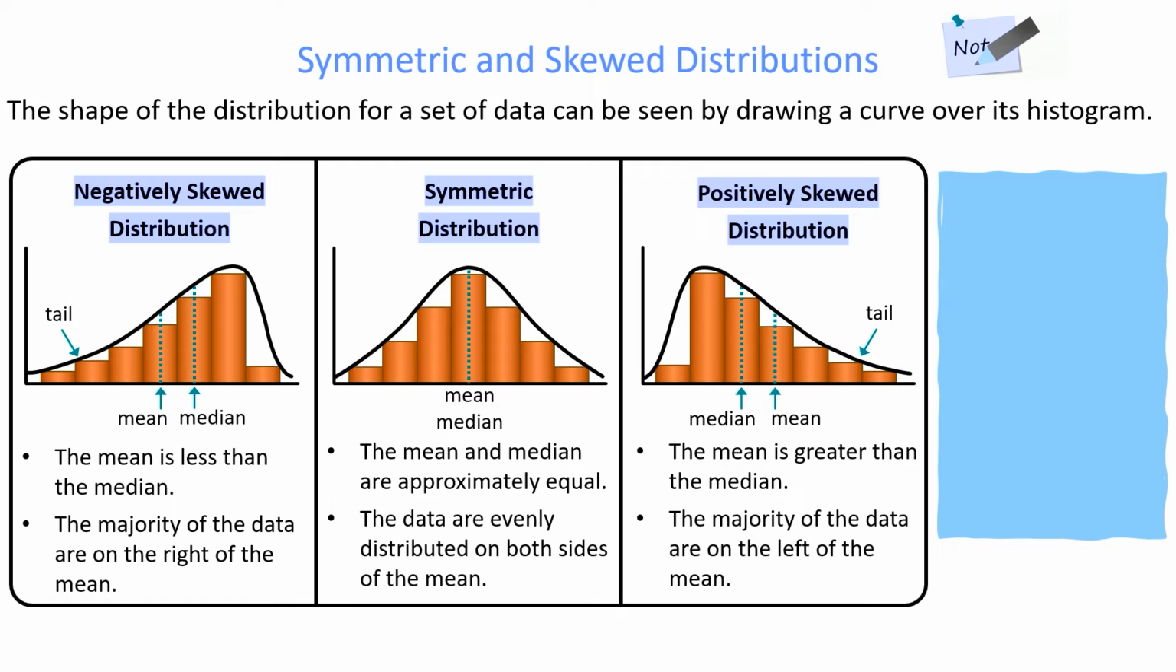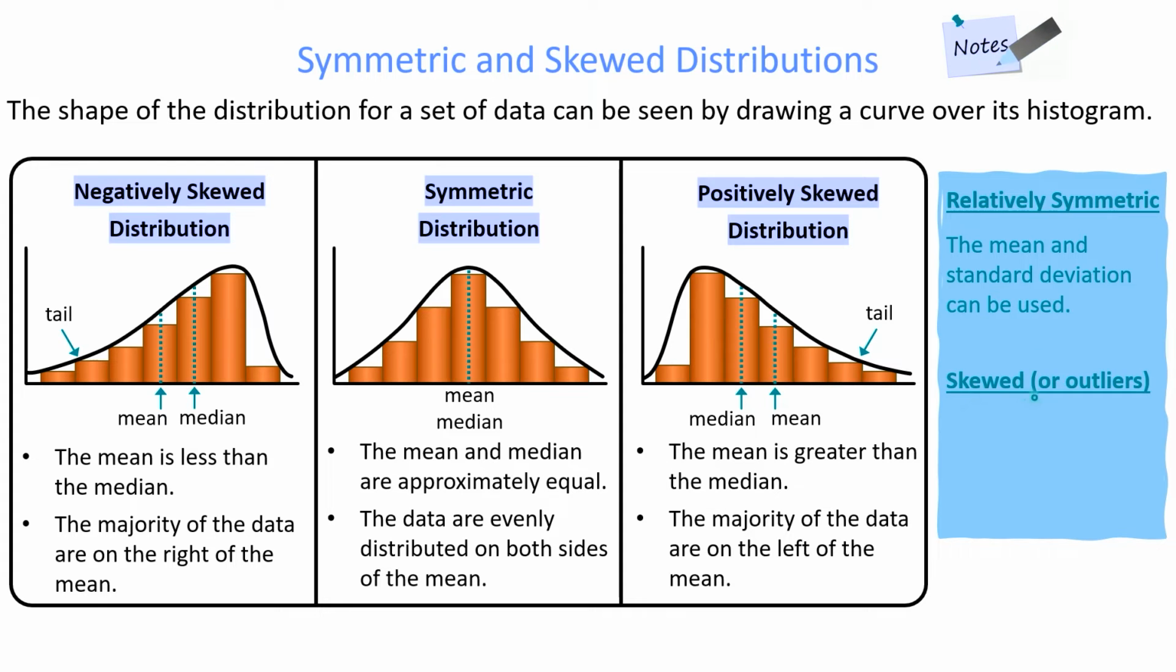Now, when choosing appropriate statistics to represent a set of data, we first need to determine the skewness of the distribution. So if the distribution is relatively symmetric, the mean and standard deviation can be used. If the distribution is skewed or the data contains outliers, then we can use the 5-number summary to describe the center and spread of data. Now, the 5-number summary I'll go through on the next slide.